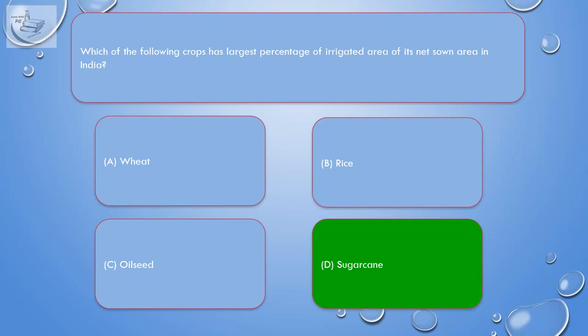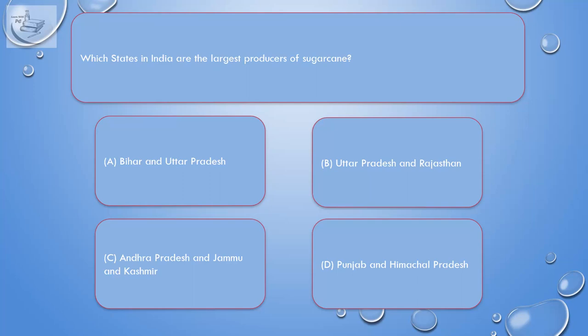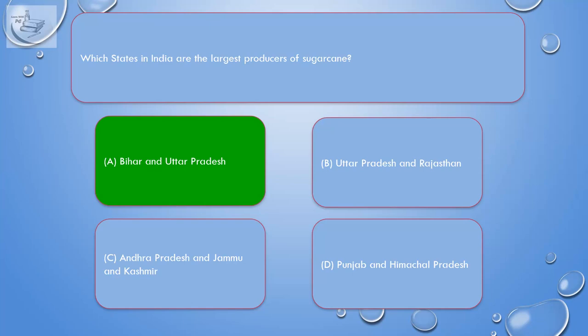Correct answer is D. Sugarcane. Question: which states in India are the largest producers of sugarcane? A. Bihar and Uttar Pradesh. B. Uttar Pradesh and Rajasthan. C. Andhra Pradesh and Jammu and Kashmir. D. Punjab and Himachal Pradesh.